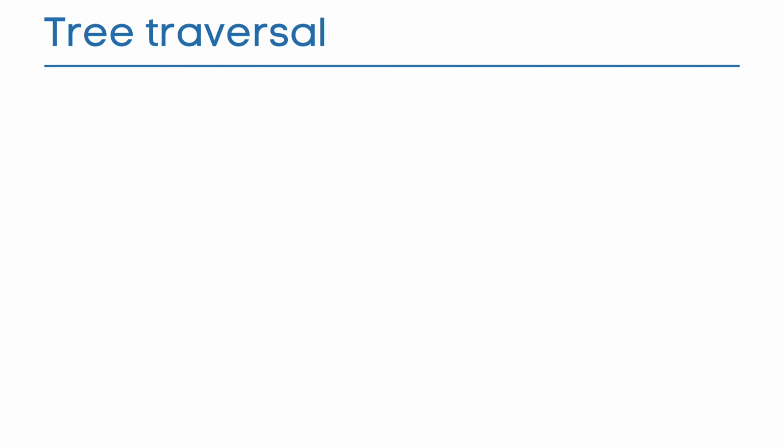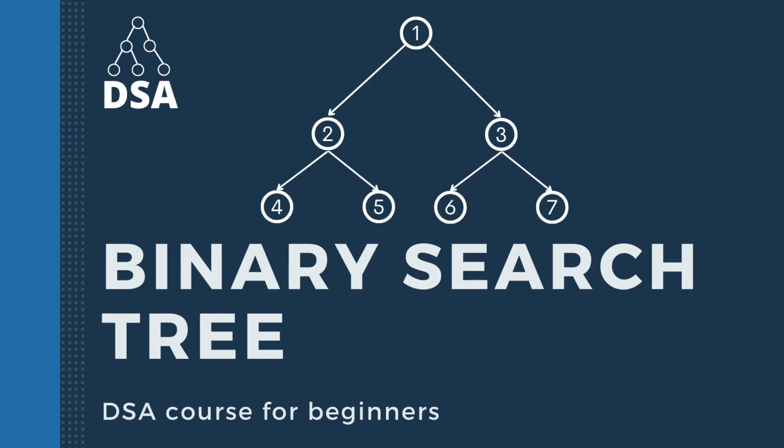There are 3 types of traversal used to visit nodes: in-order traversal, pre-order traversal and post-order traversal. In the next video, we will discuss the binary search tree.